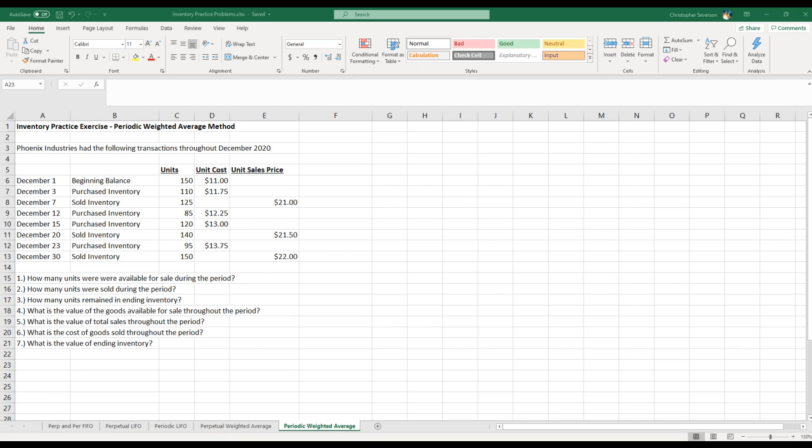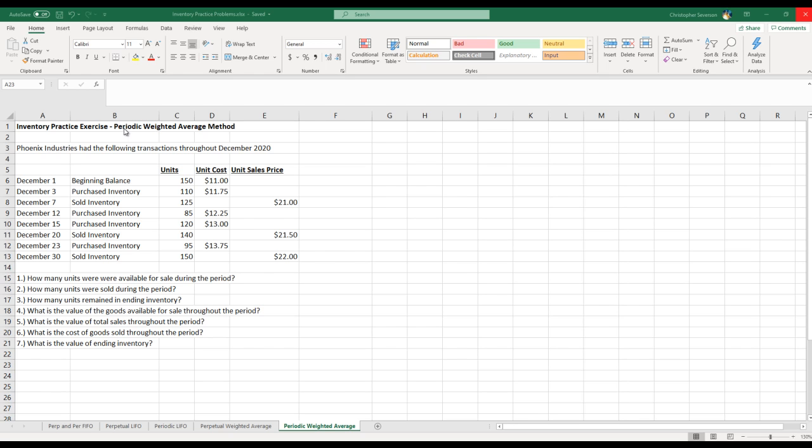So with this method, what I'll mention here is that the periodic weighted average method actually tends to be the easiest of all methods. Once you understand the basic calculations, the work required is much easier than even FIFO or LIFO or certainly perpetual weighted average. I would say the perpetual weighted average is the most complex method to document, and the periodic weighted average is the easiest. So first of all, let's talk about perpetual versus periodic.